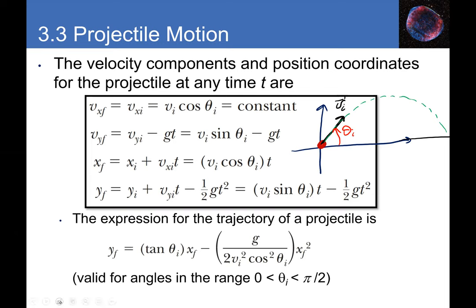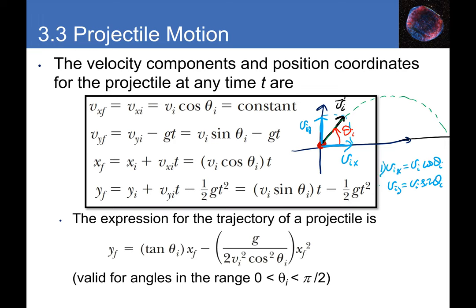This is a two-dimensional velocity, and I don't want to work with two-dimensional velocity. What I need to do is break it down into X and Y components. This is its X component and this is its Y component initially. Because theta is given with respect to the X axis, the X component is the initial velocity magnitude times cosine of the launch angle, and the Y component is the initial velocity magnitude times sine of the launch angle.